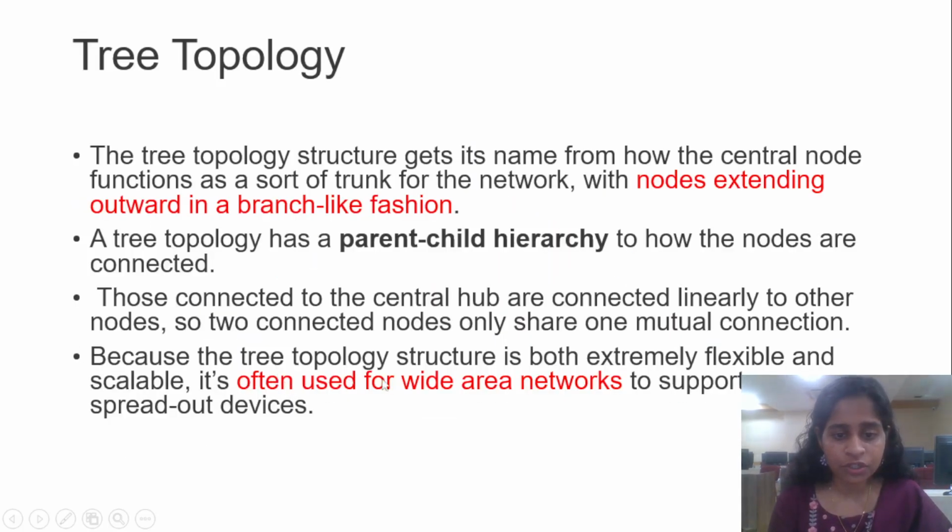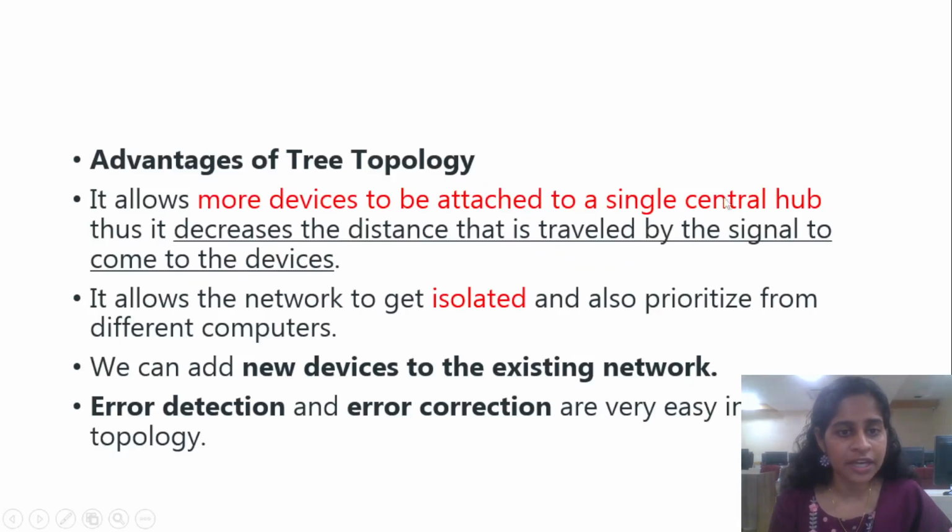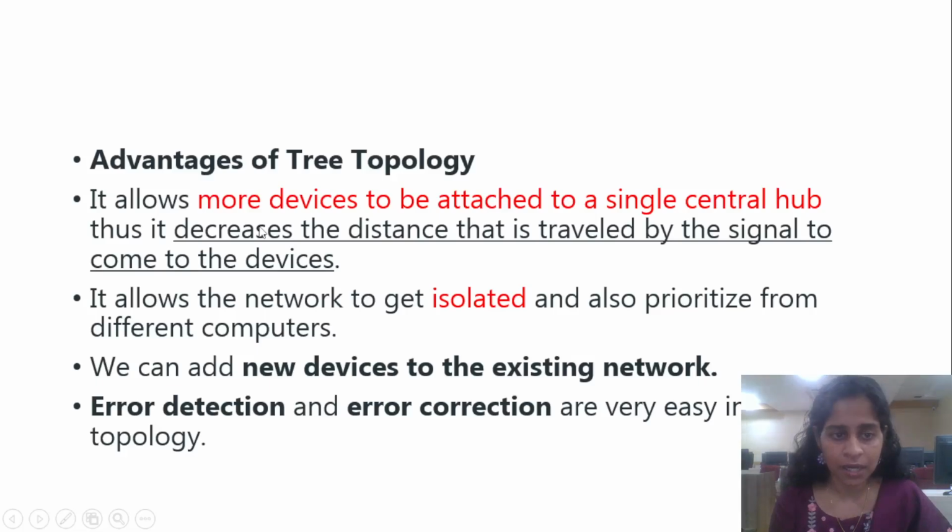It is often used for wide area networks. So for WAN networks we use this kind of tree topology method. Next is the advantage of tree topology. It allows more devices to be attached to a single central hub. Here you can see more stations are connected to a single central hub.